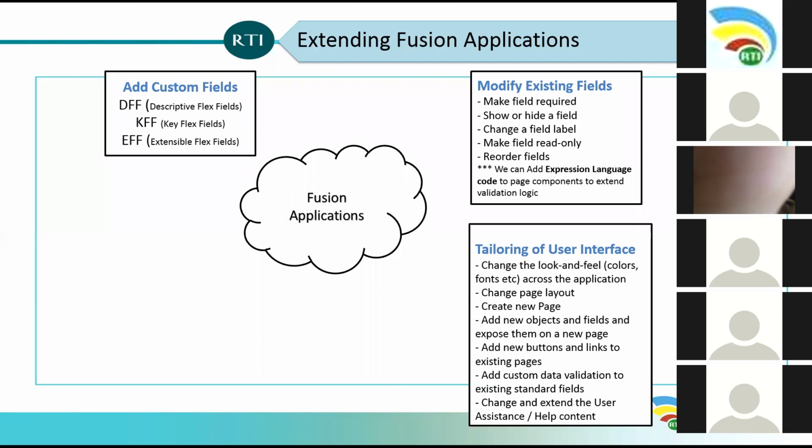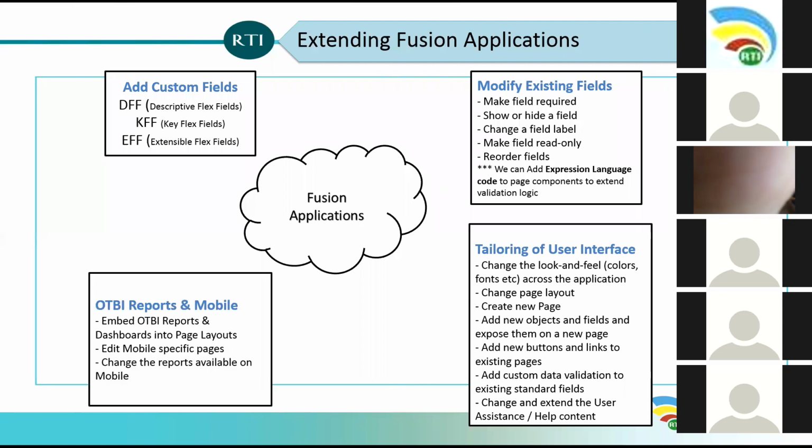We can tailor the user interface. We can change the look and feel of the page and the page layout. Creating a new page has a limitation, but there's a possibility for that. And we can add buttons, links, videos, images, and embedded help. We can do many things. Also, in the OTBI reports, which are visual analytics, visually rich reports, we can create OTBI reports and embed visually rich reports like maps, graphs, bar charts, or many things into the Fusion application. We can make it mobile specific. If you run the same report on mobile, it will come in the mobile specific size.